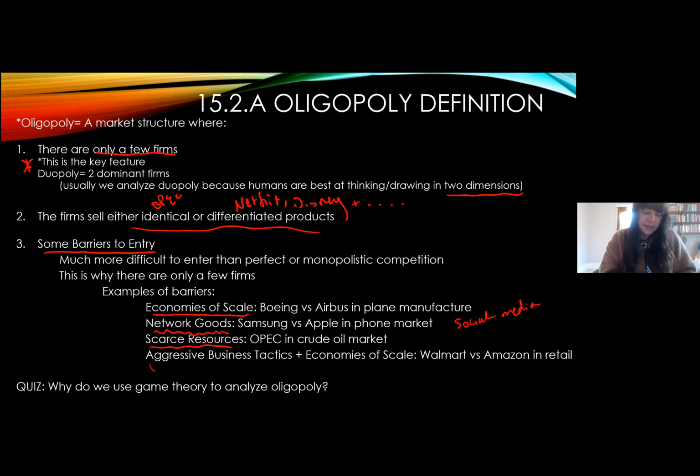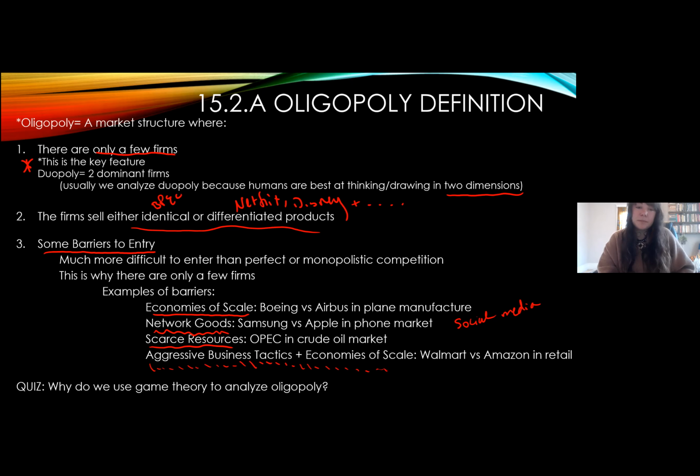Or aggressive business tactics, like the retail oligopoly, which is a combination of aggressive business tactics by Walmart, Amazon, Target, and economies of scale, that bigger is cheaper, more power over suppliers. You can push people who have their products on your site and in your shelves to give them to you for close to cost when you're that big. So there are lots of reasons why oligopolists erect barriers to scale, but they're all related, mostly to the ones we've learned.